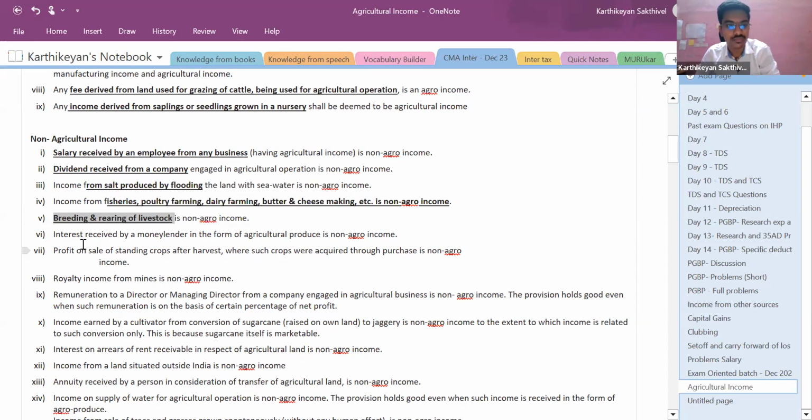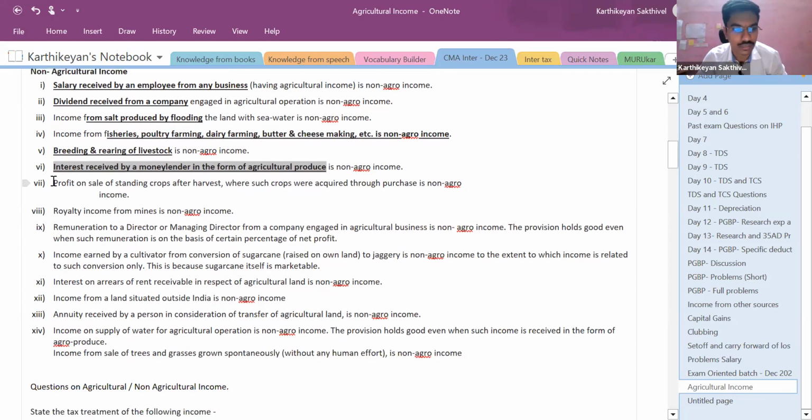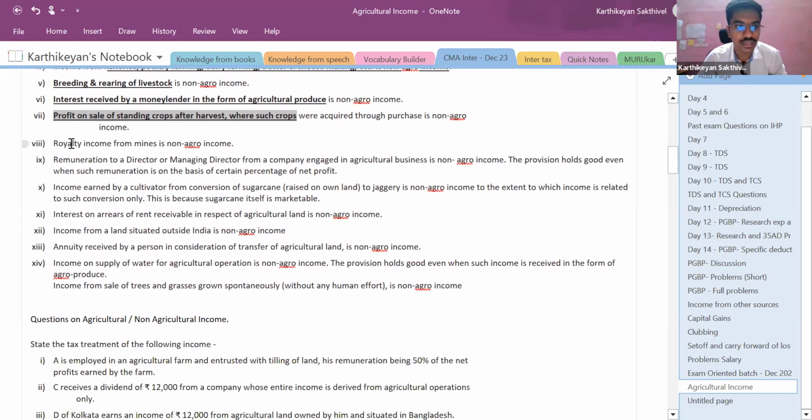Next, interest received by a money lender in the form of agricultural produce. So he's a separate person and he is not cultivating. He is neither carrying on basic operation nor the subsequent operation. Obviously, it is non-agricultural income. Profit on sale of standing crops after harvest, where such crops were acquired through purchase, is a non-agricultural income. So basically, if I'm just going to purchase the crops and sever it and sell it, that is to be treated as non-agricultural income because I have neither performed basic operation nor subsequent operation. Right? Royalty income from mines is a non-agricultural income.